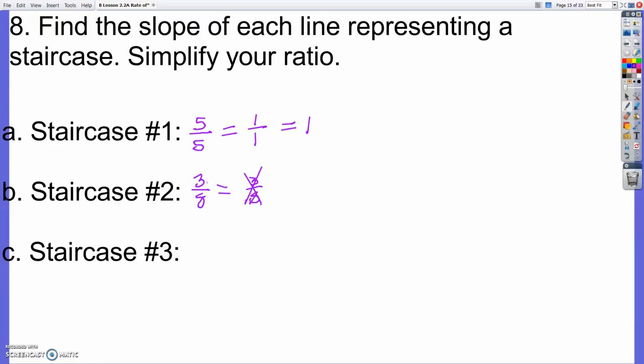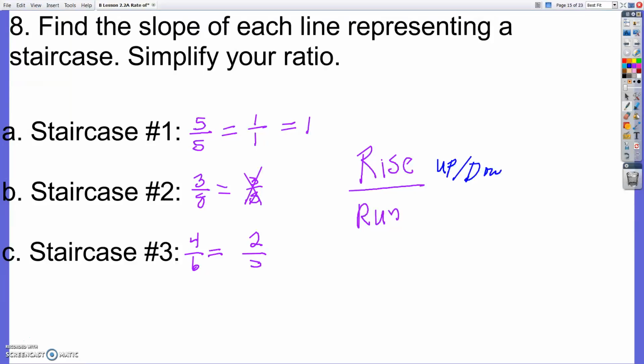And the last one, let me just double check. Yes, it was 4 over 6. And the numerator and denominator could both be reduced by 2, which will give you 2 over 3. And remember, these ratios all are comparing how much do I rise, how much do I go up, versus how much do I run. That's how much do I go over. So if that helps, I'll write that in blue. How much do I go up or down compared to how much I go left or right. That's just another way for you guys to visualize it if rise over run's a little confusing.